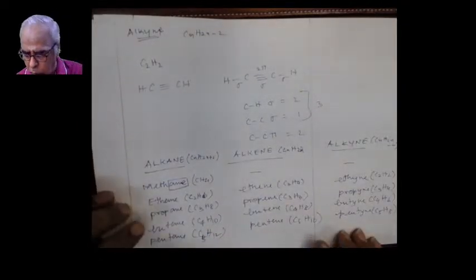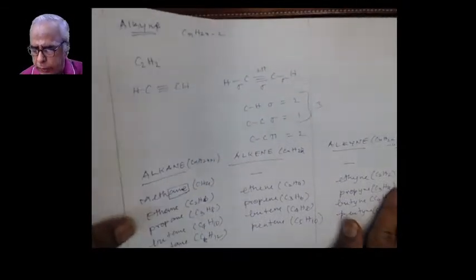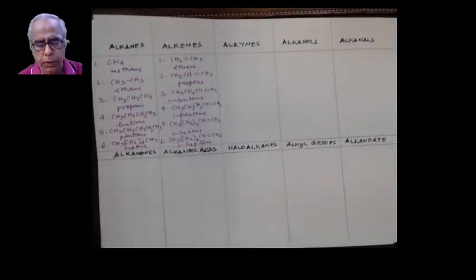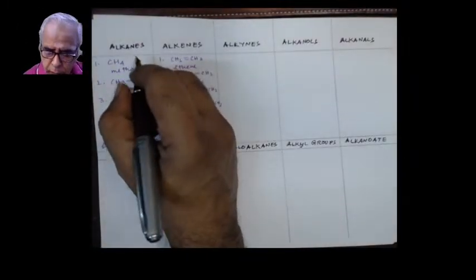Now let me go through the first set of alkane, alkene, alkyne. Likewise, we have got nearly about 11 types of groups. We will discuss one by one. Alkane has the formula CnH2n plus 2, whereas alkene is CnH2n, and alkyne is CnH2n minus 2. So let us work out one by one.